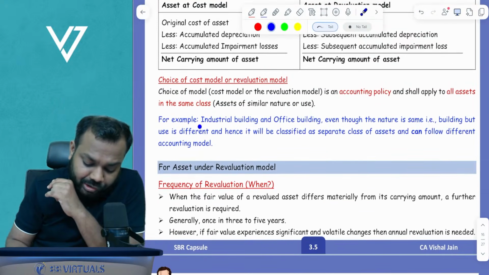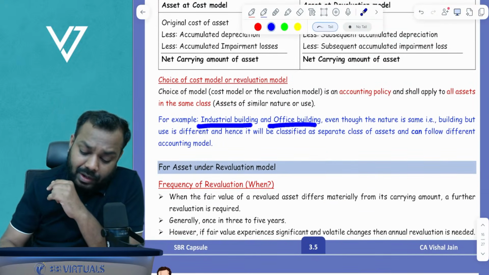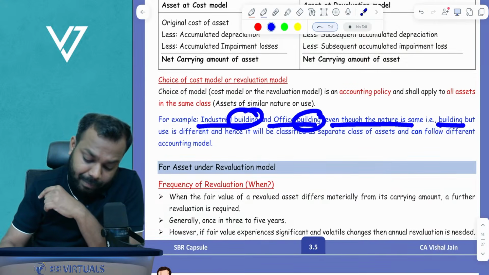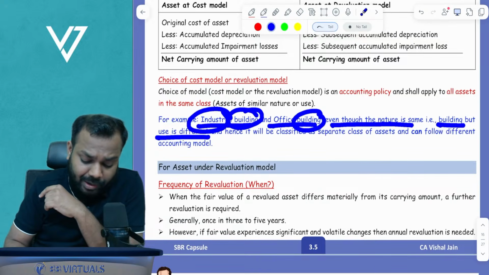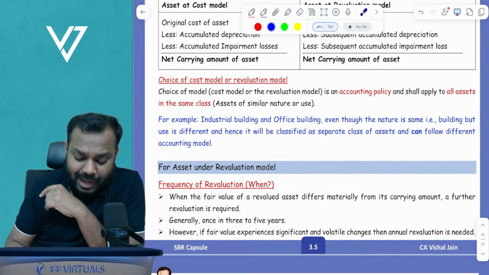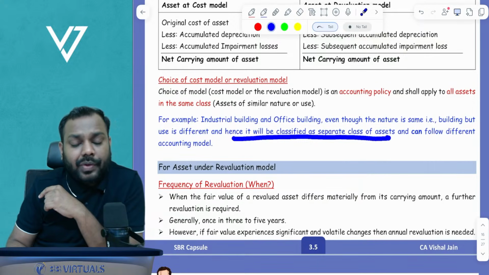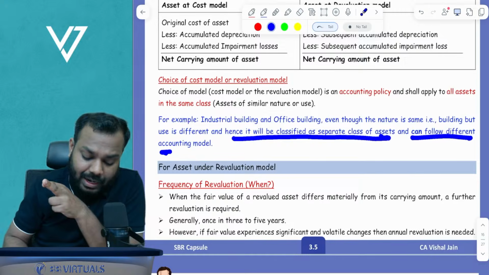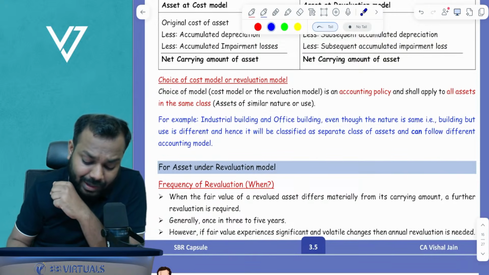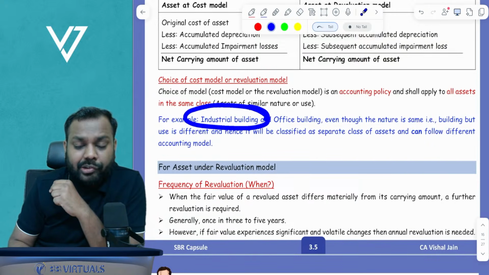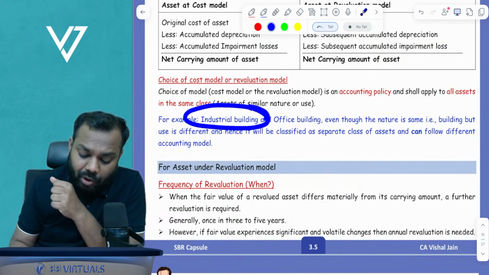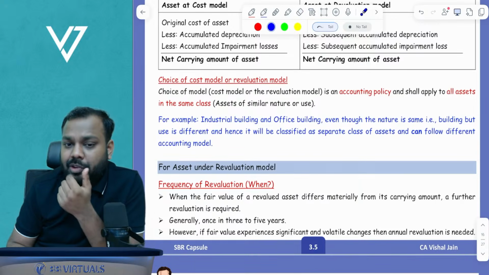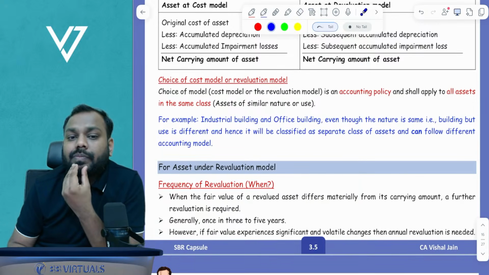Now, industrial building and office building: even though the nature is the same, building, the use is different. Hence they will be classified as separate classes of assets and can follow different accounting models. So it can be the case that we are accounting industrial building under the cost model and office building under the revaluation model. Is that clear, everyone? Come on guys, please tell me, is that clear, everyone?